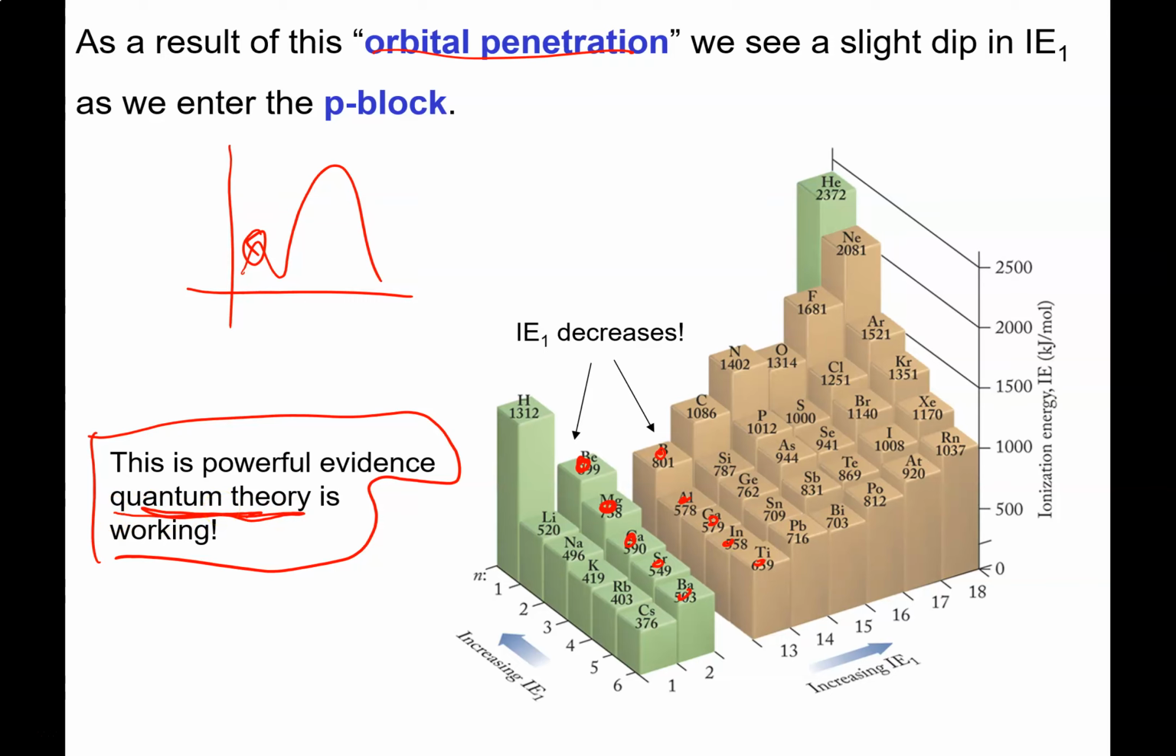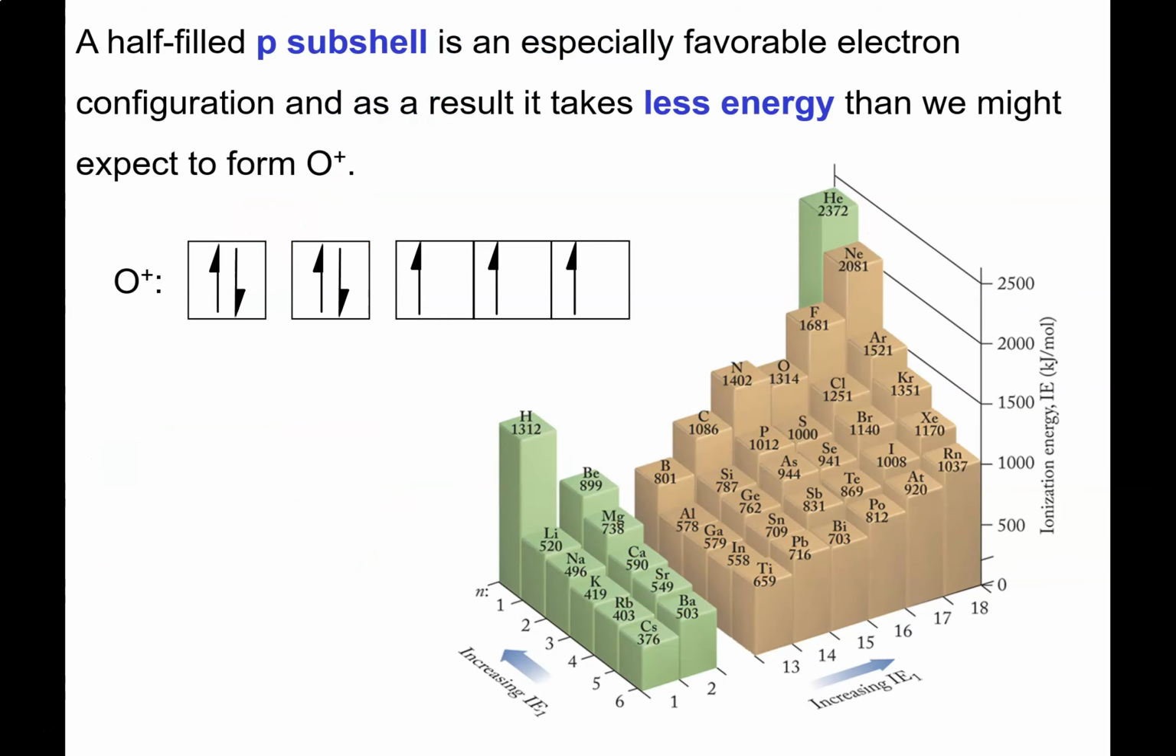Now, the other thing we will see is that second exception, and we'll talk about that now. It is related to these elements here, again being unexpectedly tougher to remove than we might intuitively expect. What we find is that a half-filled p subshell, which are these elements in here with a p3 electron configuration, is really, really tough to break up. A half-filled p subshell is very favorable.